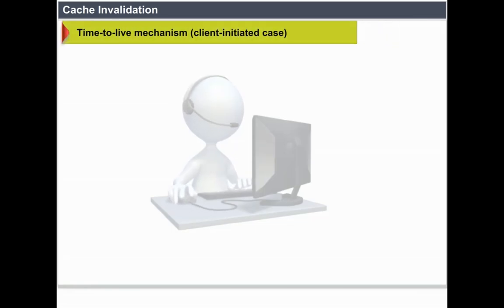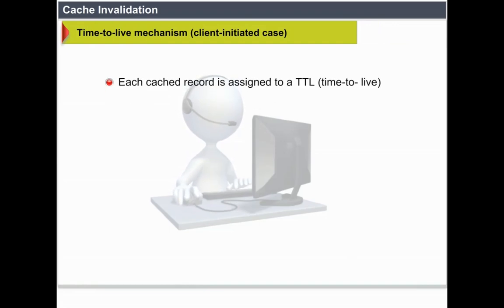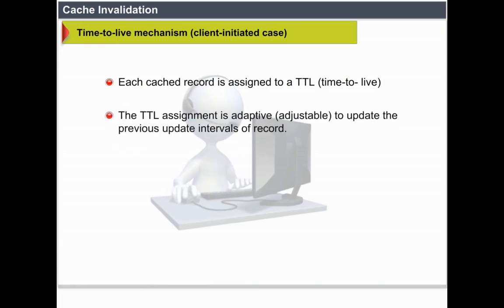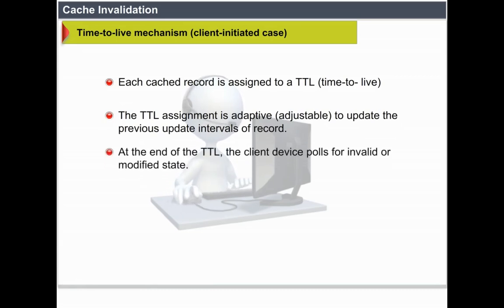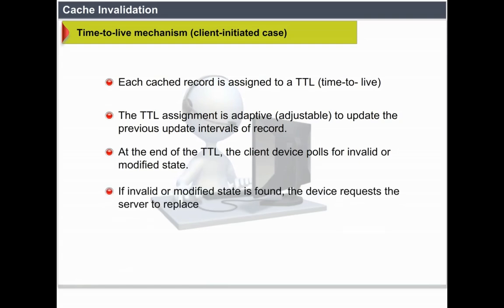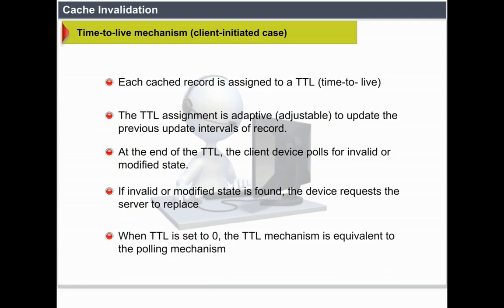Time-to-live mechanism, client-initiated case. Each cached record is assigned a TTL, time to live. The TTL assignment is adaptive, adjustable using previous update intervals of that record. After the end of the TTL, the client device polls for invalid or modified state. If invalid or modified state is found, then the device requests the server to replace. When TTL is set to 0, the TTL mechanism is equivalent to the polling mechanism.